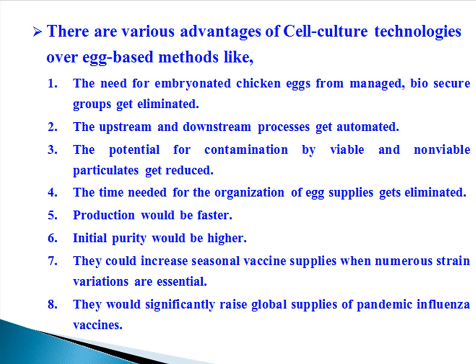There are various advantages of cell culture technologies over egg-based methods. The need for embryonated chicken eggs from managed biosecure groups gets eliminated, the upstream and downstream processes get automated, the potential for contamination by viable and non-viable particulates gets reduced, the time needed for the organization of egg supplies gets eliminated, production would be faster, and initial purity would be higher. They could increase seasonal vaccine supplies when numerous strain variants are essential. They would significantly raise global supplies of pandemic influenza vaccines.